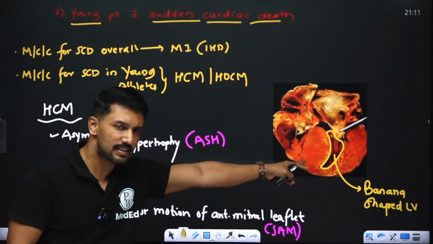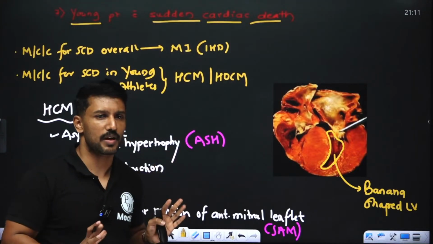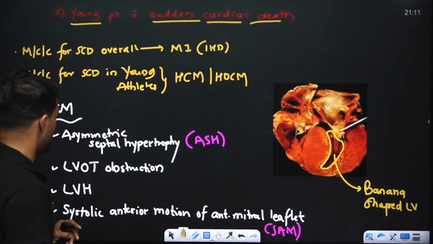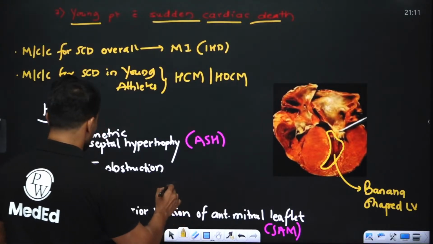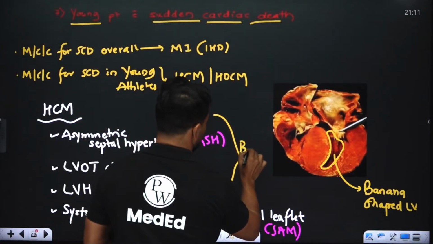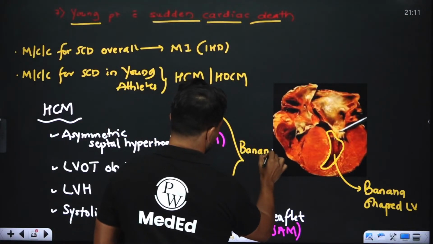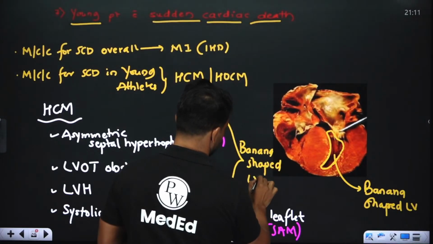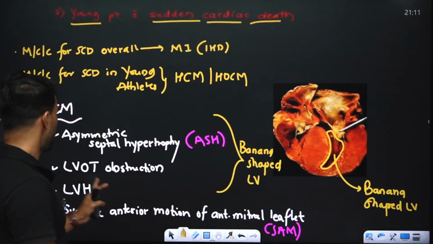this whole image, you quickly see the left ventricle kind of looks like a banana. You know what you're dealing with. You're dealing with hypertrophic cardiomyopathy, right? So apart from this, all these findings are giving rise to a banana shaped left ventricle. Okay, one last point.